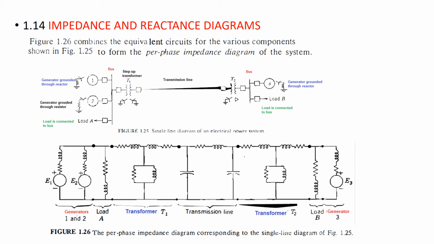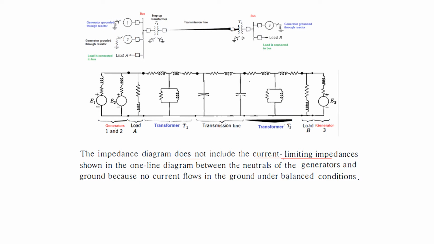So this is the basic impedance diagram. An impedance because it has resistance and reactance. Now the impedance diagram does not include the current limiting impedances shown in the one line diagram. Like these are the current limiting impedances. So they have not been shown in this diagram.